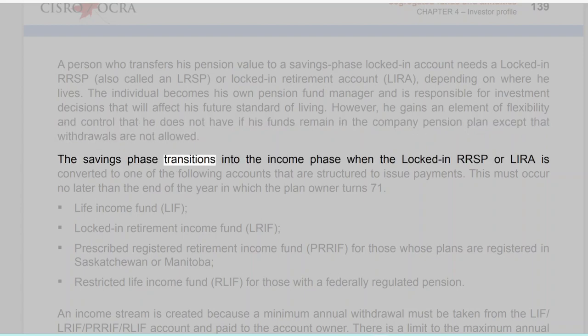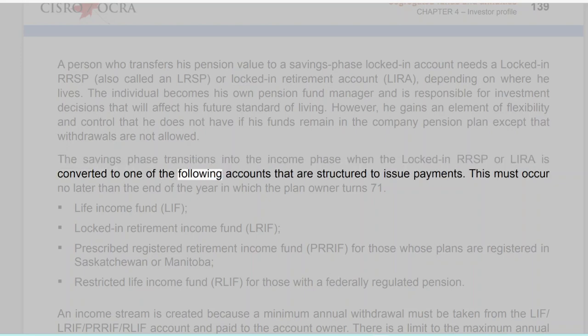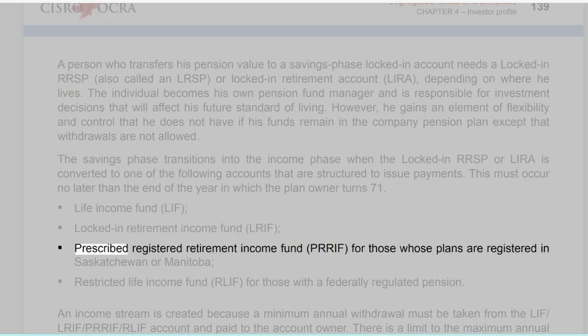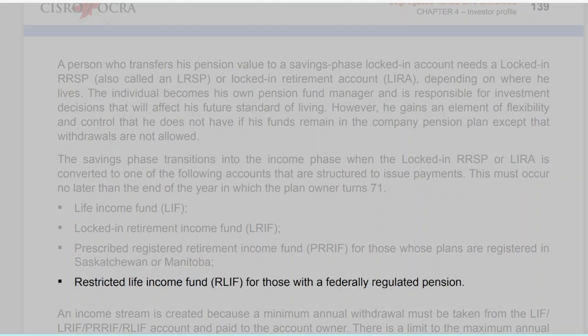The savings phase transitions into the income phase when the locked-in RRSP, or LIRA, is converted to one of the following accounts that are structured to issue payments. This must occur no later than the end of the year in which the plan owner turns 71. Life Income Fund, LIF. Locked-In Retirement Income Fund, LRIF. Prescribed Registered Retirement Income Fund, PRRIF, for those whose plans are registered in Saskatchewan or Manitoba. Restricted Life Income Fund, RLIF, for those with a federally regulated pension.